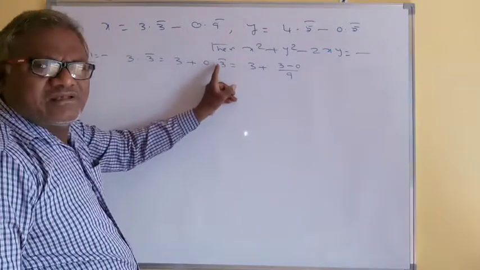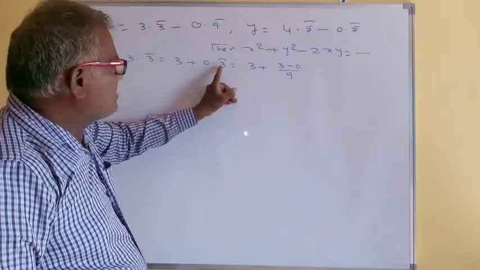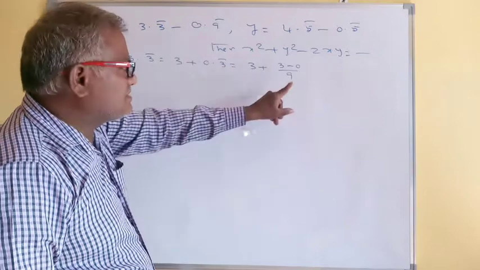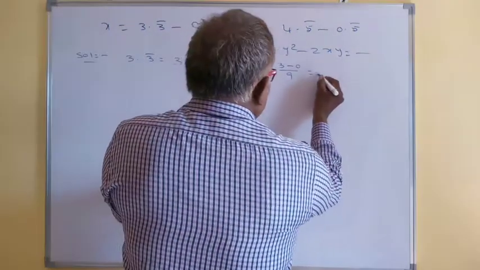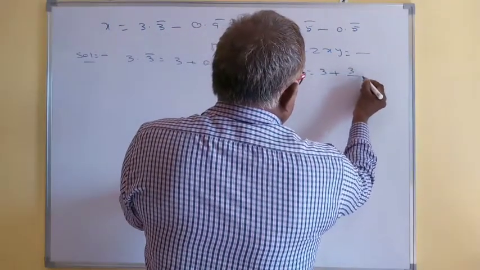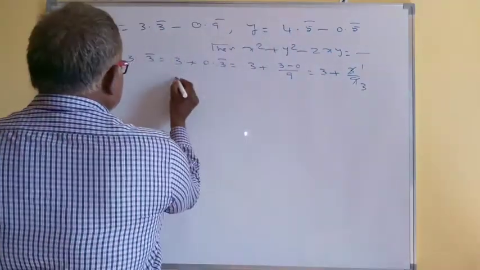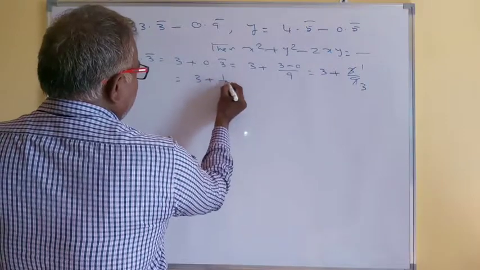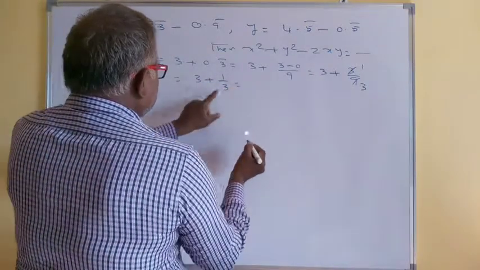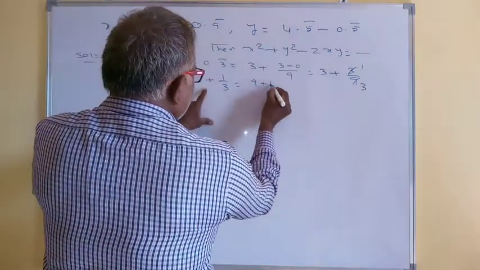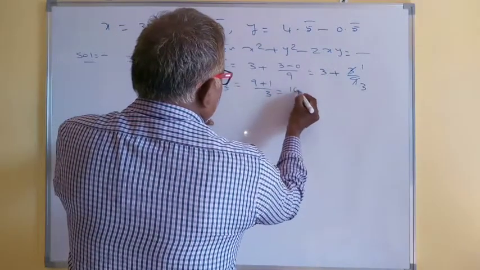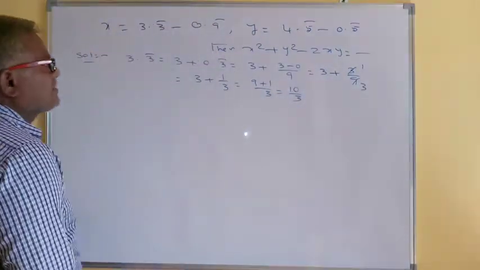No non-repeating digit is there. Only in this one, only one digit. That's why 19. Okay. So 3 plus 3 by 9. 3 ones, 3 threes. So this is equal to 3 plus 1 by 3. So 3 into 3, 9 plus 1 by 3 gives us 10 by 3.